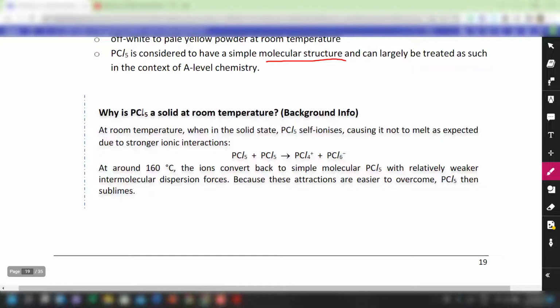going to have is simple PCl5 molecules with relatively weak intermolecular dispersion forces. Because the forces are easy to overcome, PCl5 sublimes at a temperature slightly above 160 degrees Celsius.